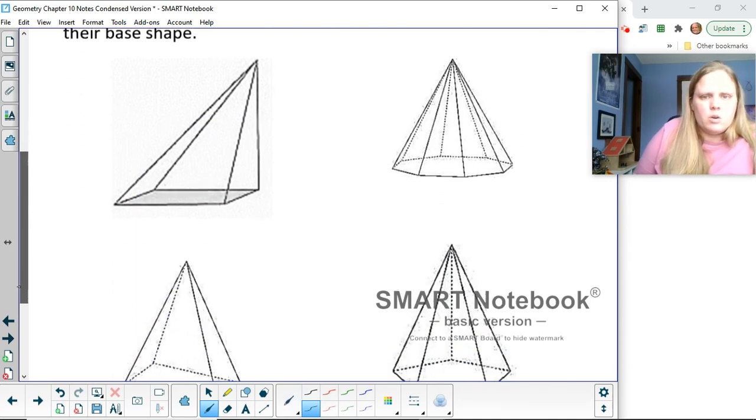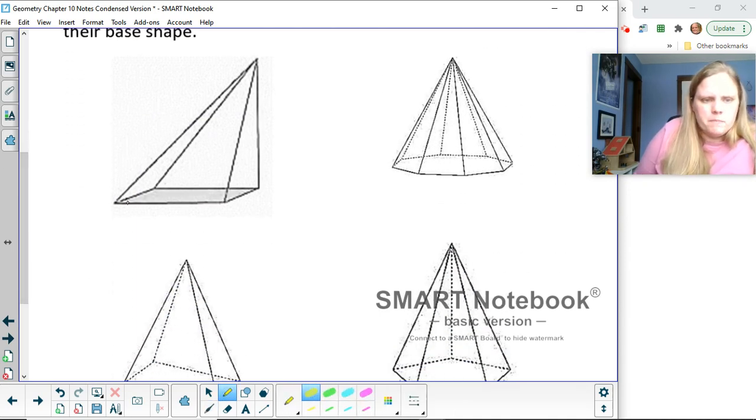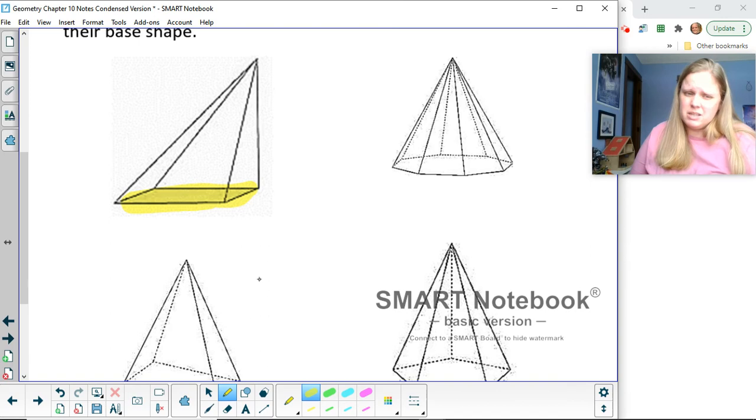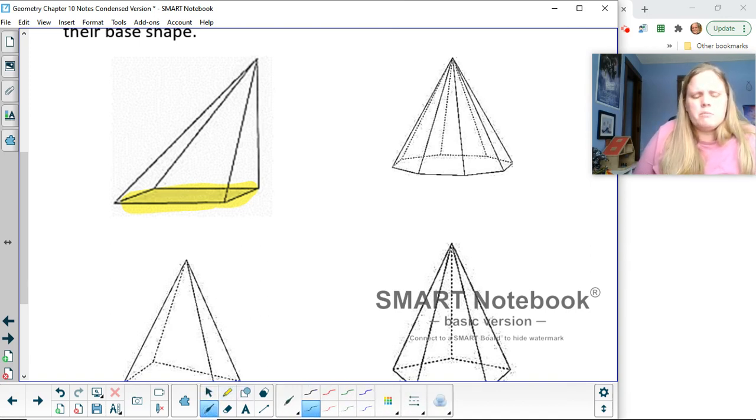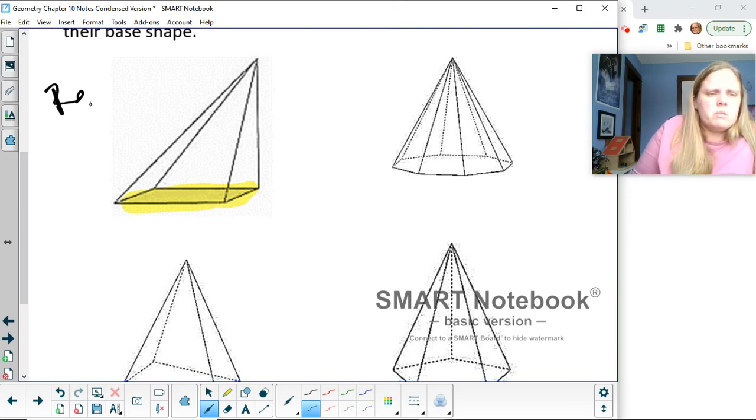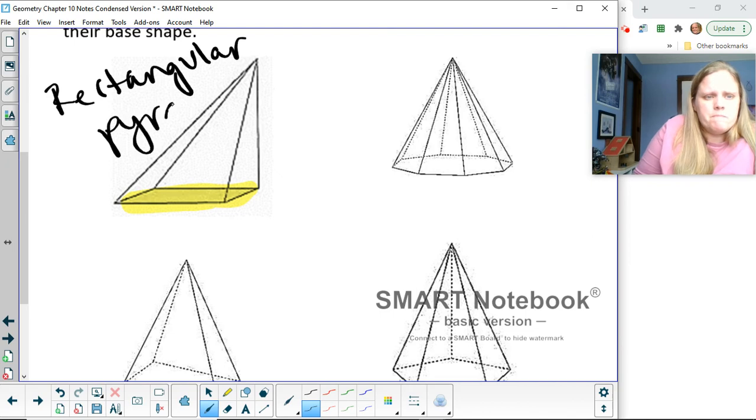Okay, pyramids are named the same way based on their base shape. If I look at some of these pyramids here, this one has a rectangle looking base, but it could also be maybe a parallelogram. It's a little bit deceiving between rectangle and parallelogram because of how we're looking at this 3D shape from a 2D vantage point on the paper. So as long as you're close, that's fine. Rectangles are parallelograms. So this would be a rectangular pyramid.